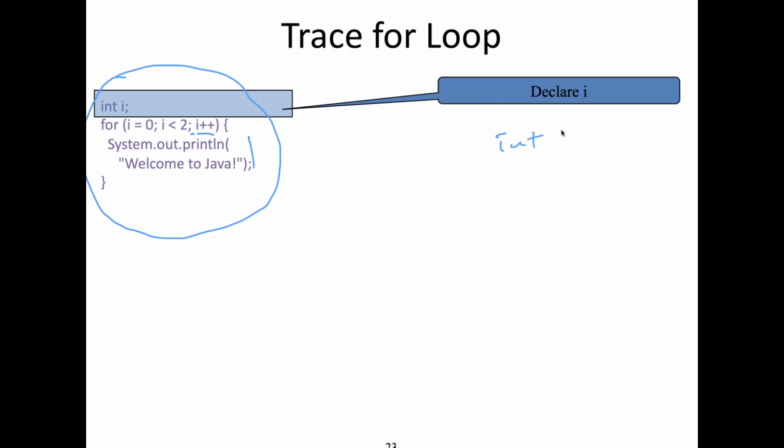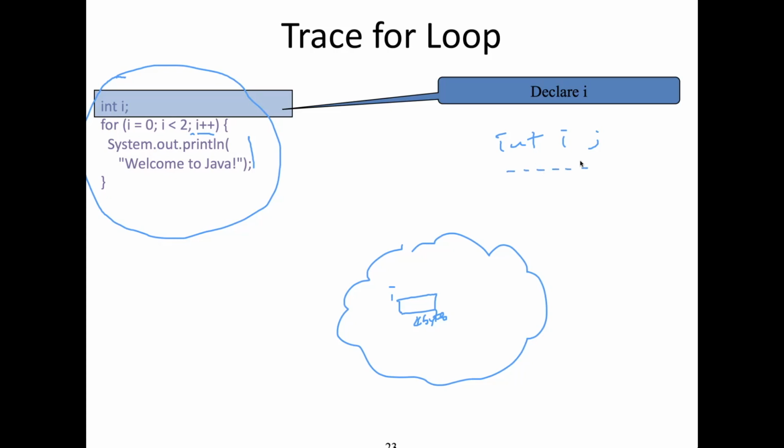When you do int i, what you're doing is inside this memory cloud, you're setting aside 4 bytes of contiguous memory space with the label i. There's 4 bytes of memory space inside this. By default, if you do not initialize your integer variable, it has a default value of 0. So we're going to put 0 here. Let's move on to the next step.